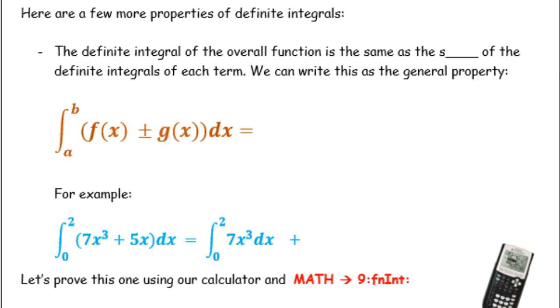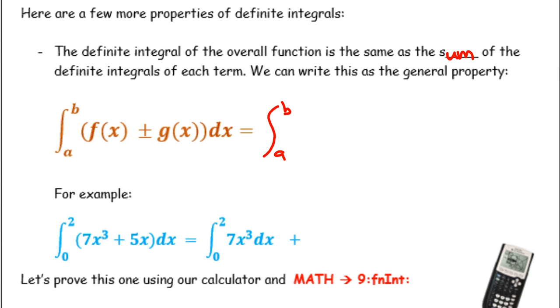Estoy un poco confundida. So for example, the definite integral of the overall function is the same as the sum of the definite integrals, or if it's a difference. So that's why they've got plus or minus here, because if they're subtracted, then you just split up the integral and subtract the integrals. If they're added, you can split up each integral and add them.